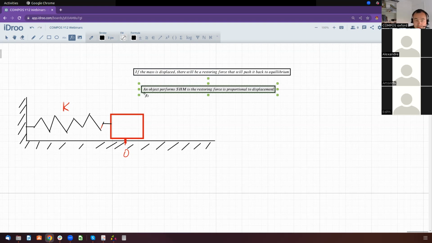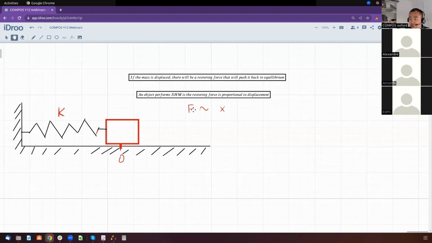Is that clear? That the force is proportional to displacement. So the further you pull it away, the stronger the force. The further you displace it, the stronger the force. Right. Okay, so no questions here. So you understand what that means. We understand the definition. You need to be very clear on the definitions. If there's something you don't understand, please let me know.